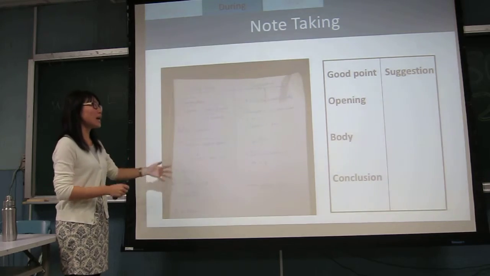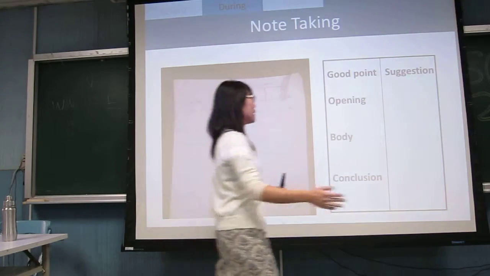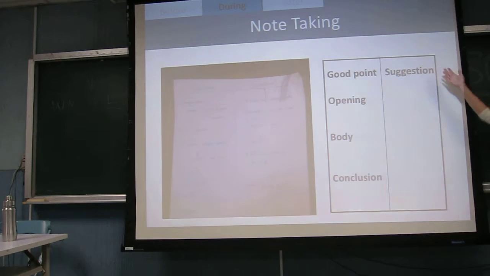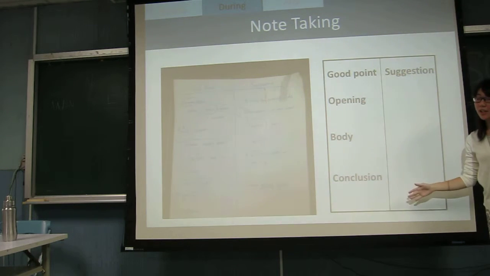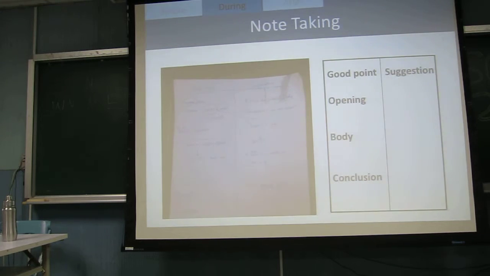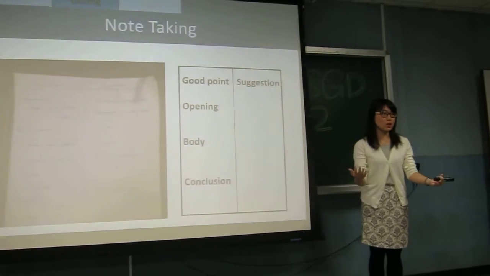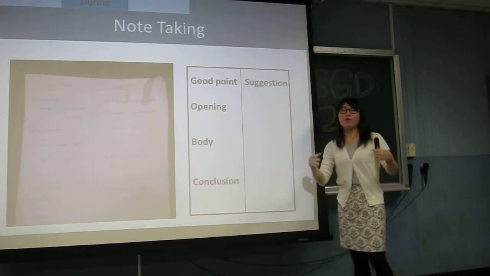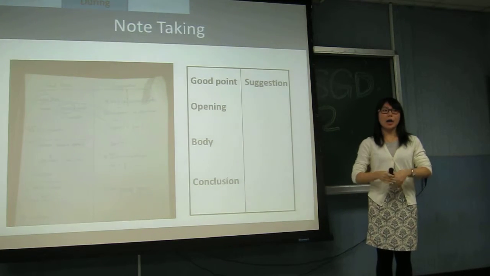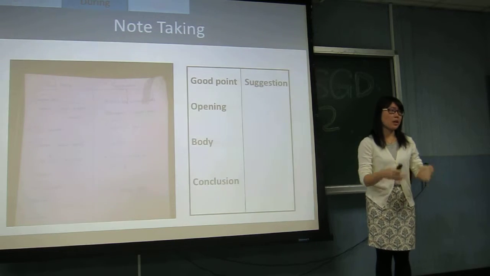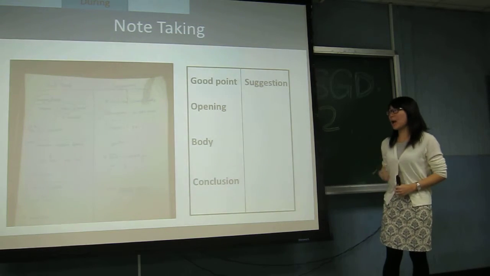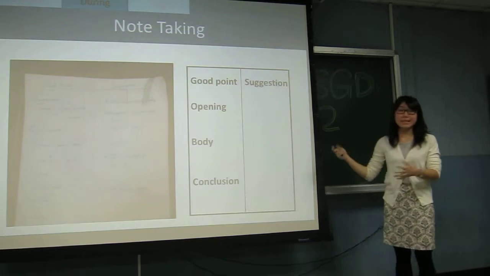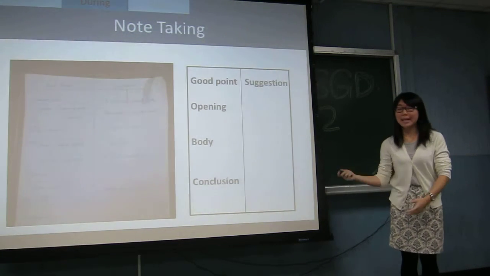Okay, and this is my notes. Usually, I separate my individual evaluation paper into two parts. Left side, good points, right side, suggestions. And from top to bottom, they're opening, body, and conclusion. So for example, if I like the way the speaker started his speech, he raised a question, then I may write down, raise question here. Then if the speaker doesn't have any interaction with the audience, and I think he should, then maybe I'll write interaction here under the suggestion part. Okay. So this is my note, and of course you can develop your own note-taking style.